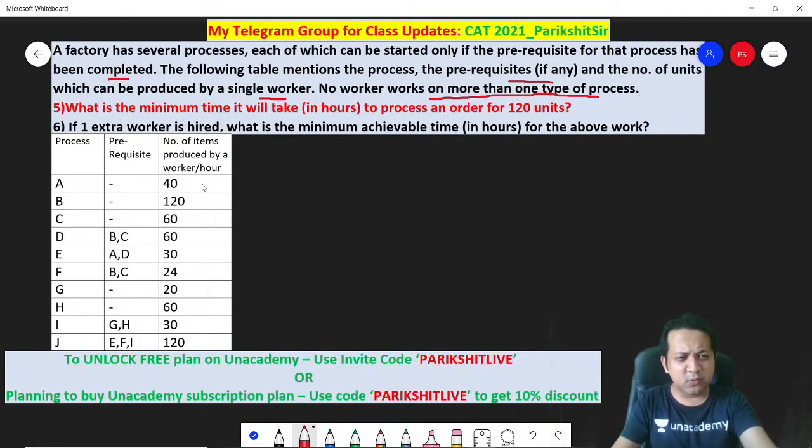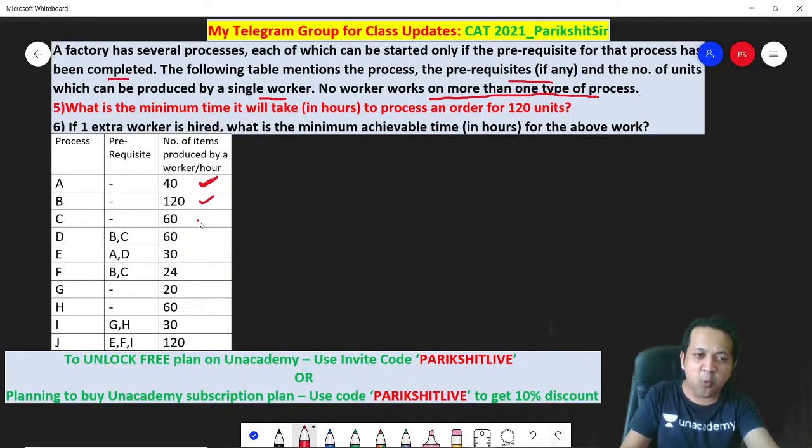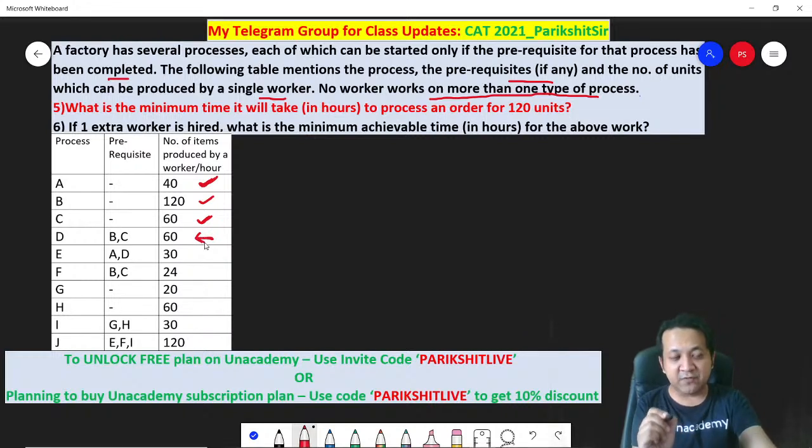What does the first row indicate? It indicates that for process A, one worker can produce 40 items of A per hour. What about B? One worker can produce 120 items of B per hour. Similarly, for C, one worker can produce 60 items of C per hour. Have a look, D is important. Why is D important? One worker can produce 60 items of D per hour.